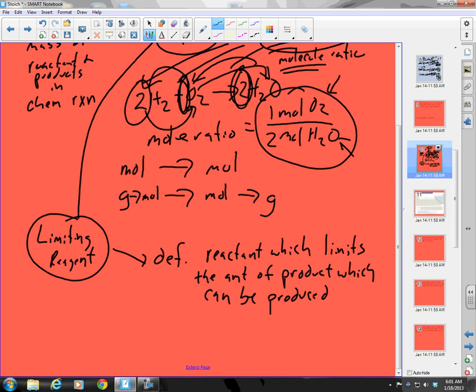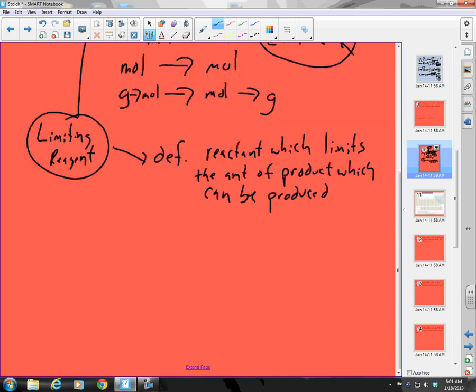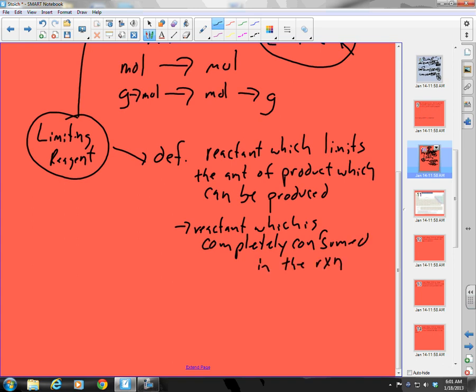Now, a corollary to that would be, hey, what does that mean? What it really means is this is the reactant which is completely consumed in the reaction. Because when it is completely consumed, what happens? Once it is completely consumed, the reaction ends. Great. So I would accept either one of those as a reasonable definition.